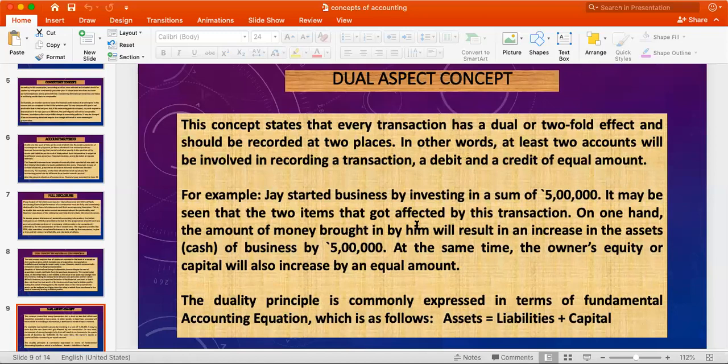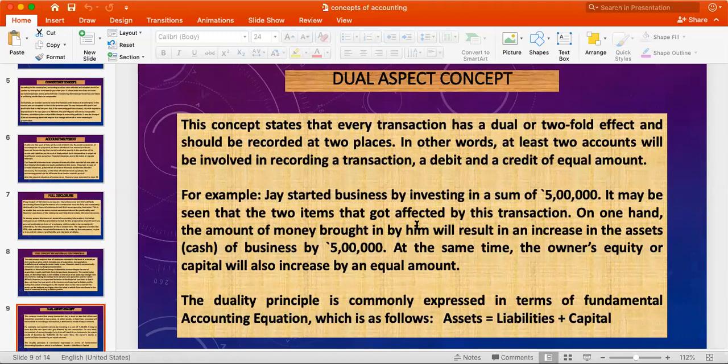It means now there will be two effects. One effect is that the person has brought the money in cash. That means cash is increasing by 5 lakhs, and cash is your asset. So the asset is increasing, and at the same time, this cash he has brought is the investment in the business to start the business. That means it is the capital.